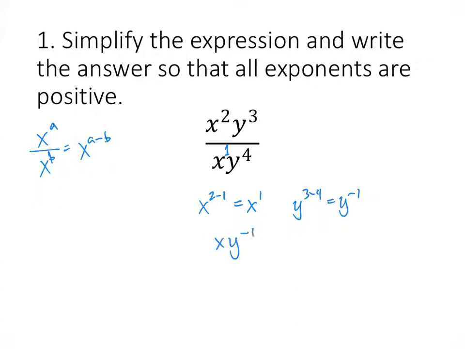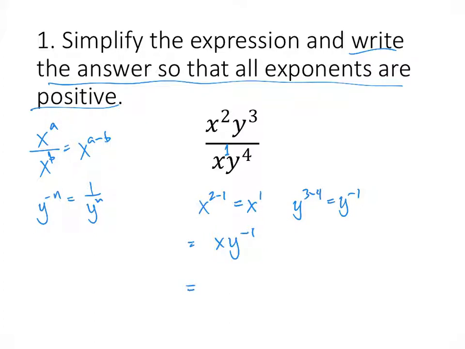So we could write our answer as x times y to the negative 1, except that we have to write our answer so that all exponents are positive. So there we have to remember the rule for negative exponents, which is y to the minus n means 1 over y to the n. So instead of x y to the minus 1, we write that as x times 1 over y, or in other words, as x divided by y.